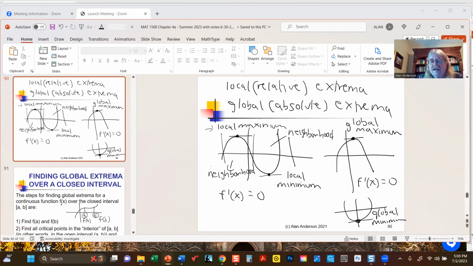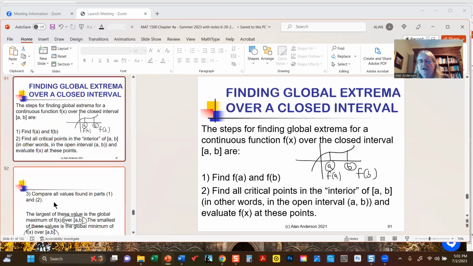Now, what often can happen is there can be multiple local maxima and minima, and then we have to find the largest of them all to determine the global maximum. And the smallest of all the local minima is called the global minimum. On the right, you can see two functions where we do, in fact, have a global maximum and a global minimum.